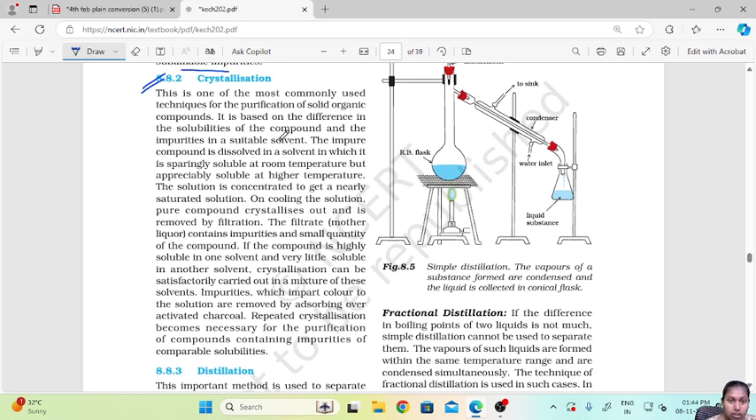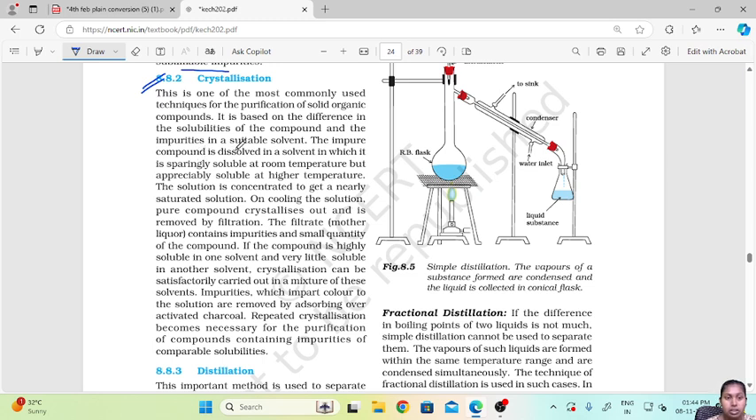Now, crystallization is based on the difference in solubility. Who is more soluble than whom? It is just based on the difference in solubility of the compound and the impurities in a suitable solvent.